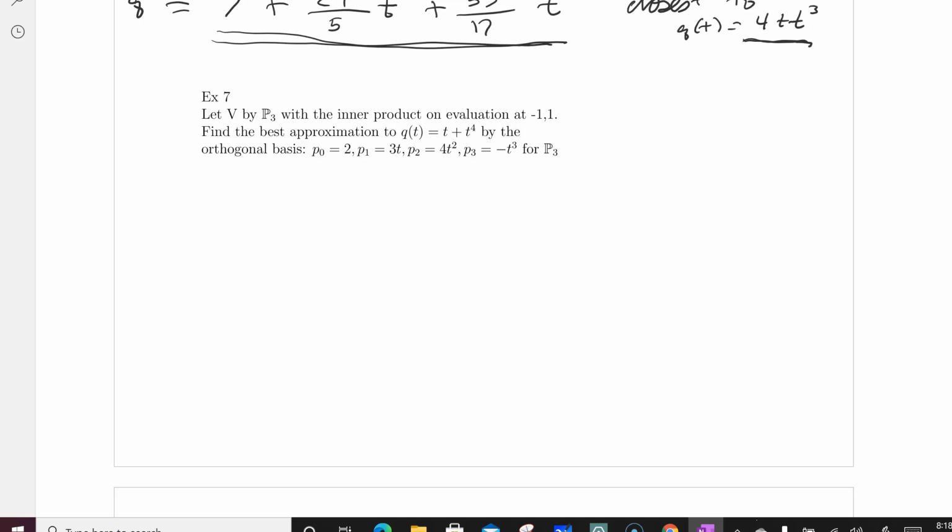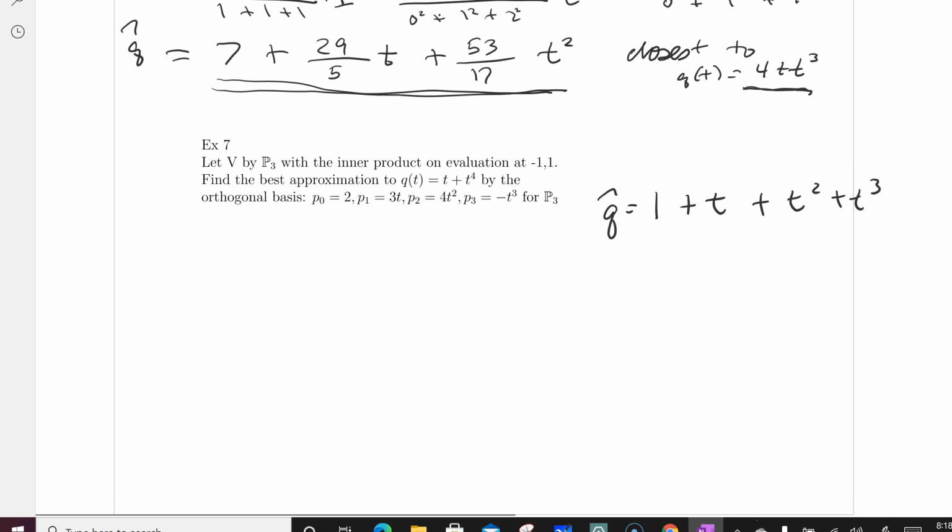All right, so let me leave this one for you to do. So I ended up getting my q hat was 1 plus t squared plus t cubed. Should I set it up for you perhaps? Just to make sure that you're really getting it. So let me just do that. So q hat, and you can turn it off if you want to.